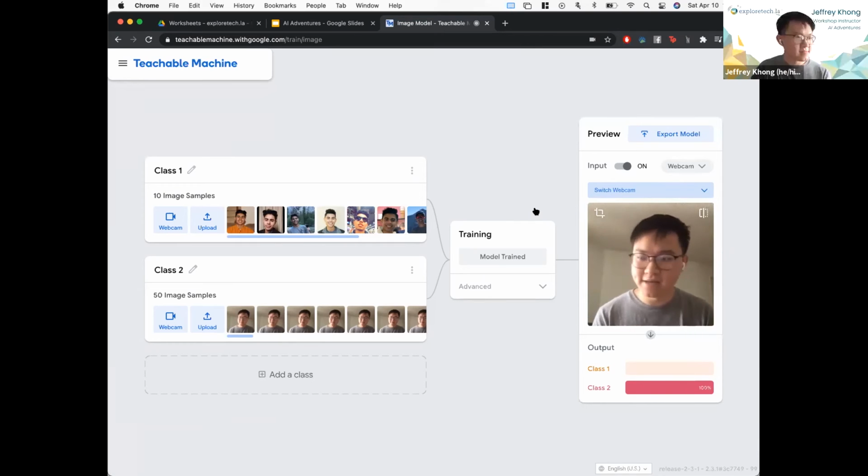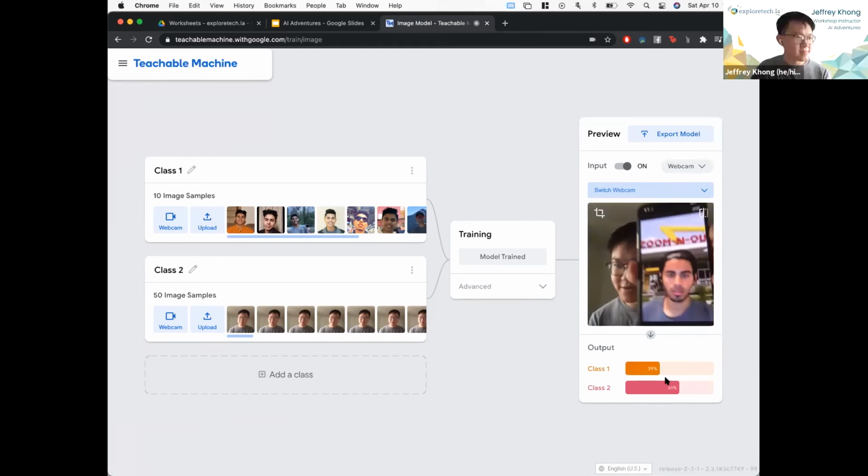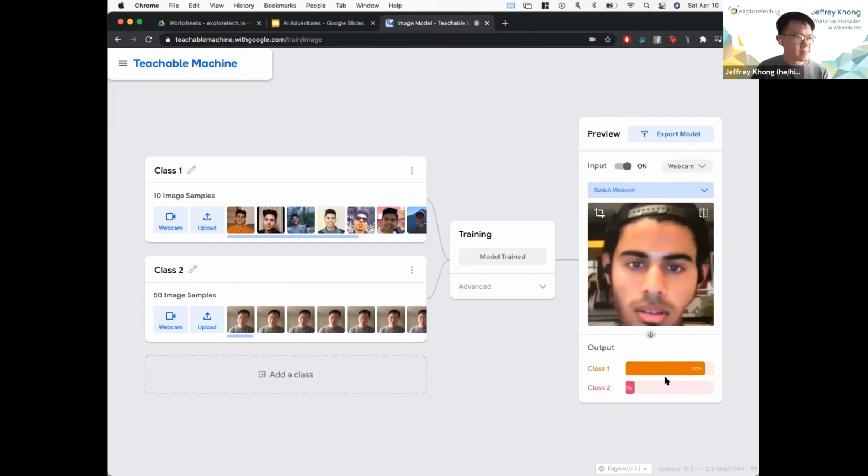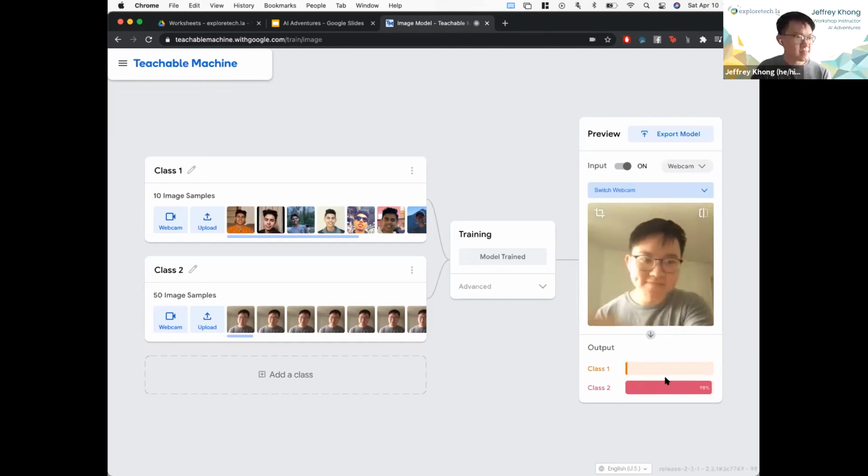As you can see here, it knows that this is clearly me, as you can see by class 2, in my webcam here. And then I can also show a picture of Ashwin here. If I get close enough, it kind of knows that that's Ashwin. Obviously, the data would be a little bit better if we gave it more than 10 pictures. But yeah, it knows it's Ashwin here. So that's just a cool example of that.